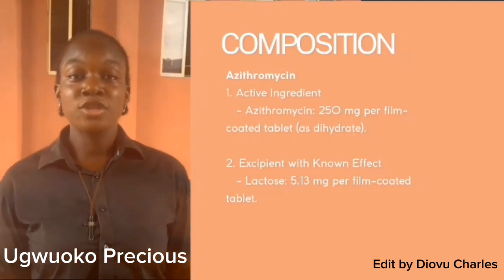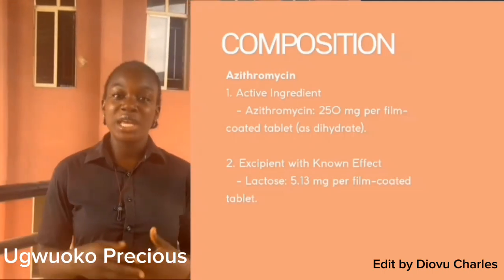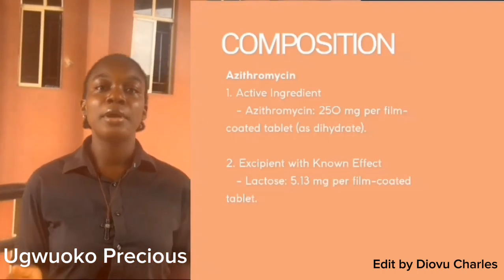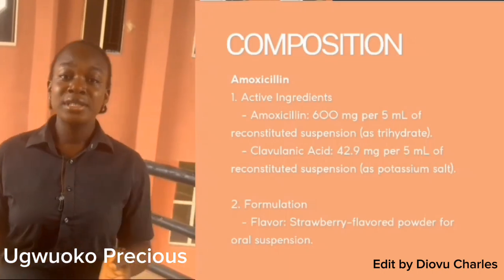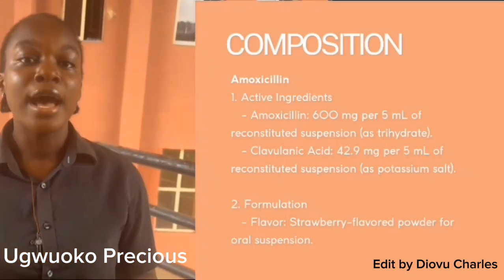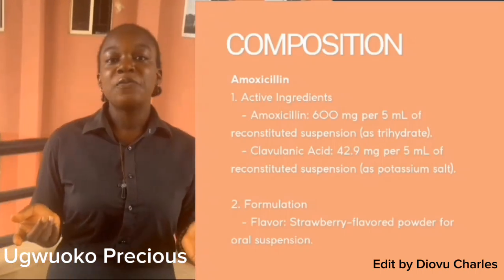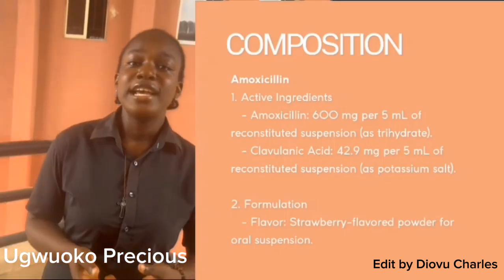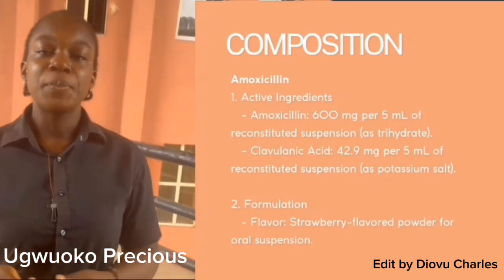For the composition of these drugs, azithromycin: each film-coated tablet of azithromycin contains 250 mg of azithromycin with an excipient of known effect such as lactose, which is 5.13 mg. Augmentin contains amoxicillin and clavulanic acid. The amoxicillin contained in augmentin is about 600 mg per 5 ml as trihydrate, and the clavulanic acid is about 42.9 mg per 5 ml as potassium salt.